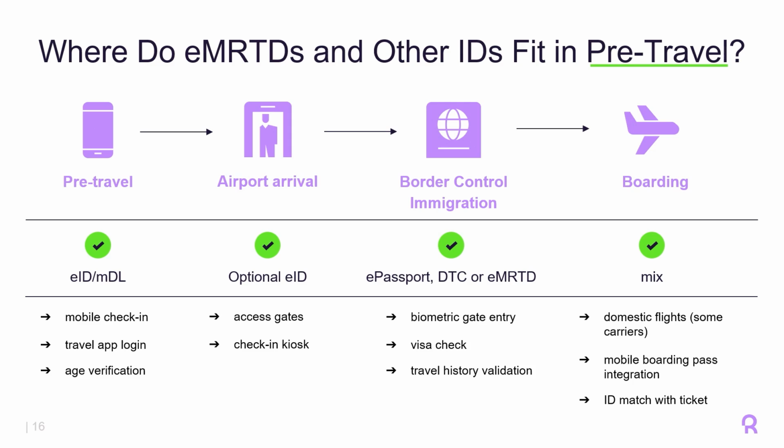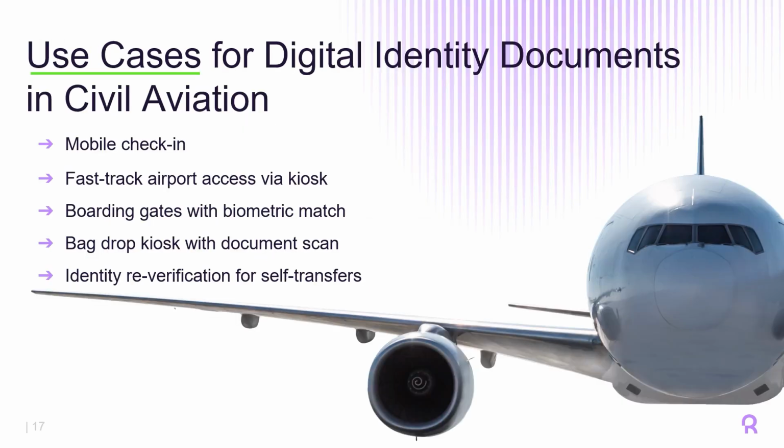We looked at what type of documents can be used and when. Now let's see how that plays out in real airport operations. Digital documents are already being used at various points in the travel process, for mobile check-in, fast-track access through the kiosks, biometric boarding, document scan at the back drop, and re-verification during self-transfers. These use cases are not future concepts, they are already in pilot or in production in several countries.